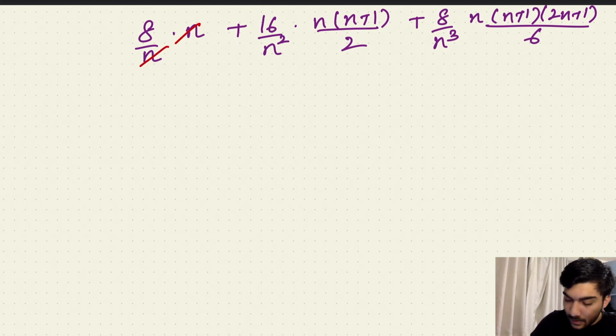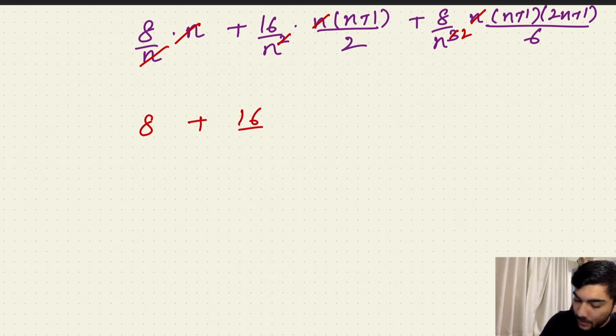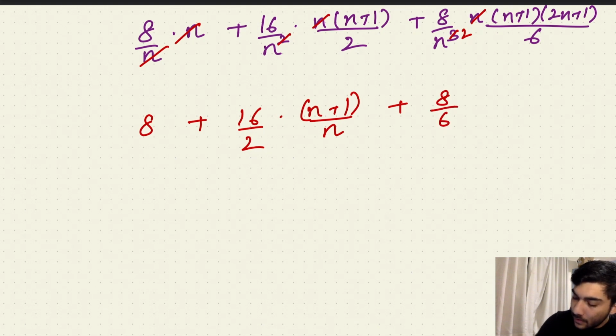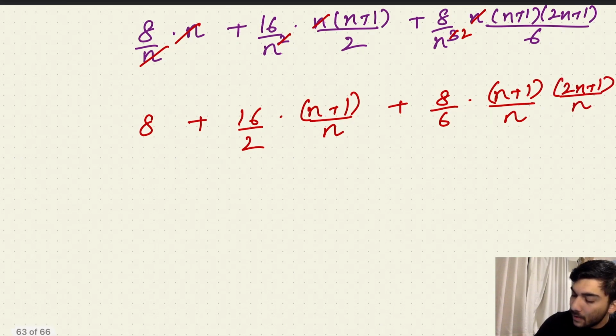And we can clearly see that this n will get cancelled out with 1n, and this would cancel with 1n as well, and we would have n square in the denominator. And now I can simplify this expression and write 8 plus 16 by 2 times n by 1 upon n plus 8 by 6 times n plus 1 by n and 2n plus 1 by n.